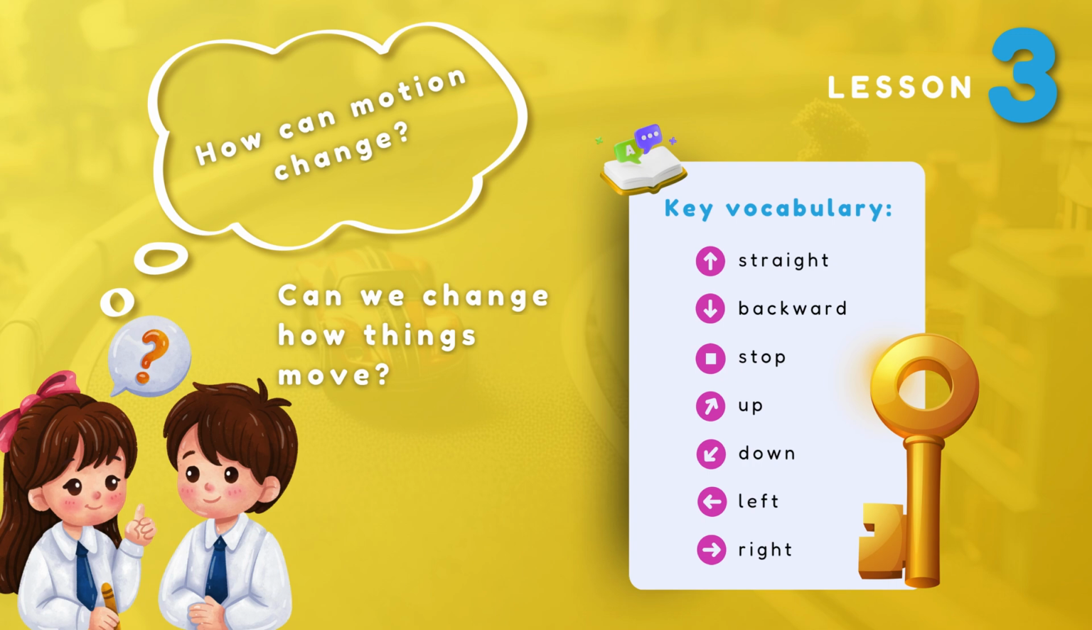Lesson 3. In this lesson, we will ask ourselves the following questions. How can motion change? Can we change how things move? Memorize these words. Key vocabulary: straight, backward, stop, up, down, left, right.